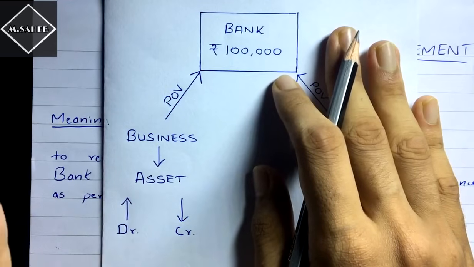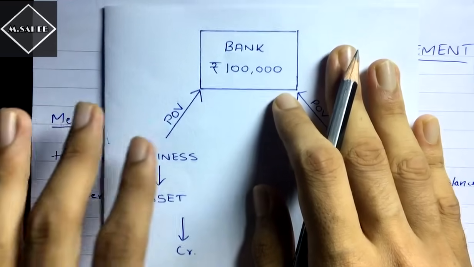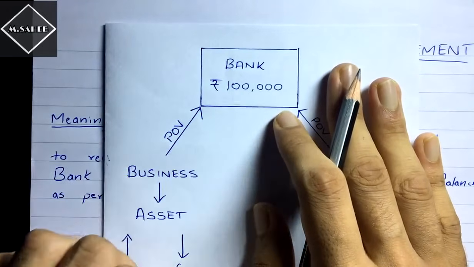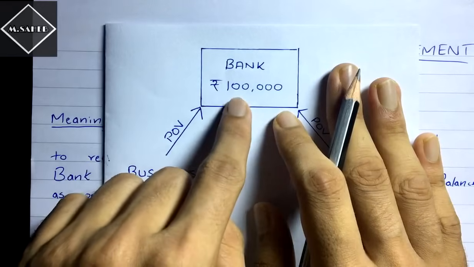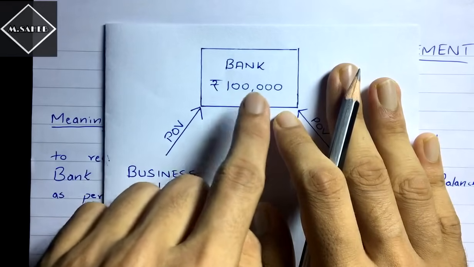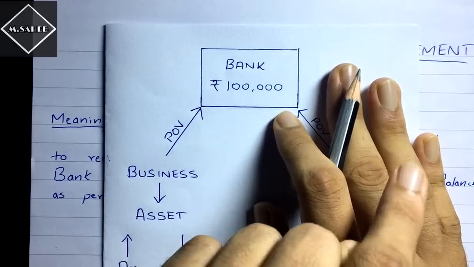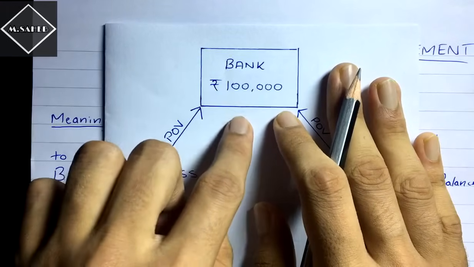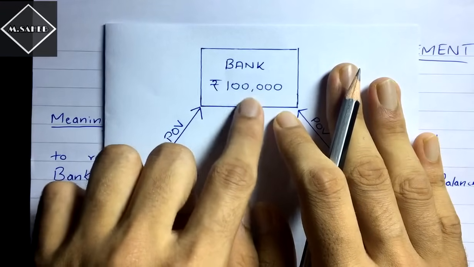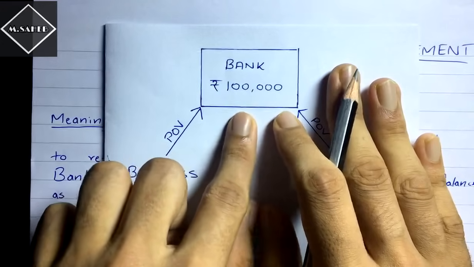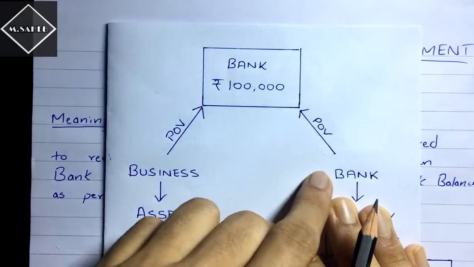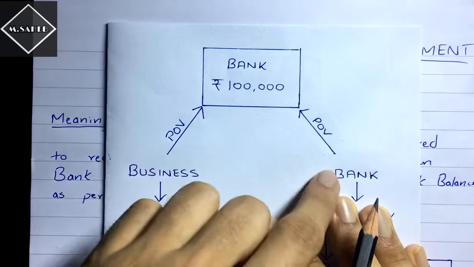Simple. All right, now tell me one more thing. What is this money for the bank? Is it an asset for the bank? Now bank has this money in their safe, so tell me, is it an asset for the bank? No, it's not an asset for the bank. Why? Because bank is just storing the money. It is just keeping it. It is just safeguarding it. For the bank, this is not an asset because they don't own it.